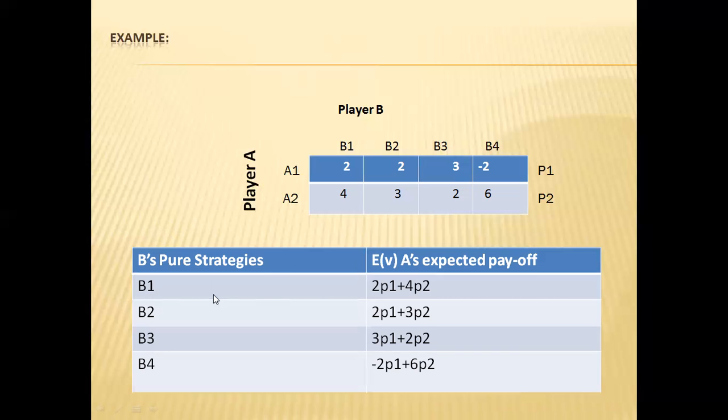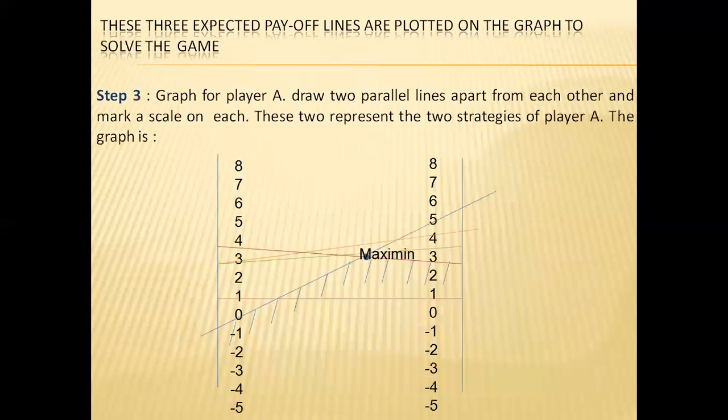Moving on with respect to column number 1, that is strategy B1, for player A it is 2P1 plus 4P2. Similarly for B2, 2P1 plus 3P2. For B3, column number 3, it is 3P1 plus 2P2. Column number 4 is minus 2P1 plus 6P2. So those are the expected payoffs, but they may not have similar values, or upon solving they may differ in calculations.